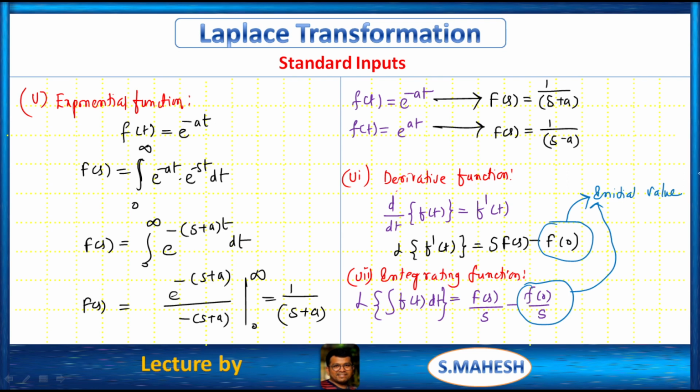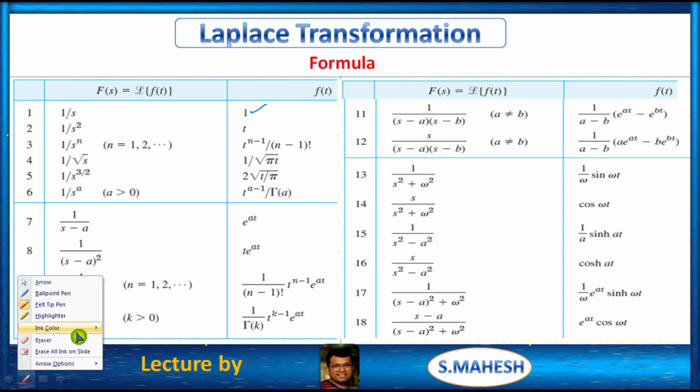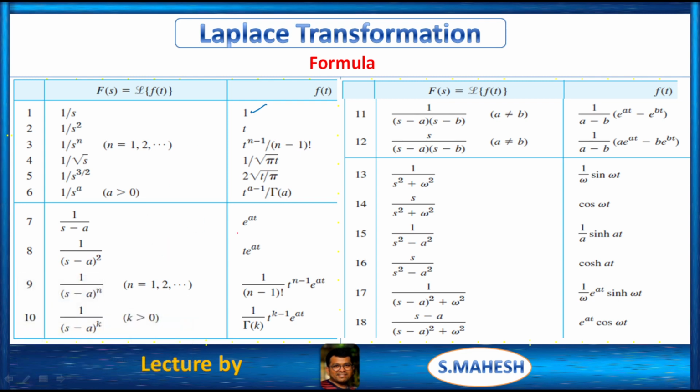So these are the basic functions, but the standard inputs are what? Unit step input, ramp input, parabolic input, and impulse input. That's it. Based on this you can get any of the input functions like this. See, for 1 by s, f of t is what? 1. For that we are having 1 by s, right, like this. So these are the simple representations of Laplace transformations of different functions. So e power at gives 1 by s minus a, like that. t into e power at, we are having what? 1 by (s minus a) whole square, like that.